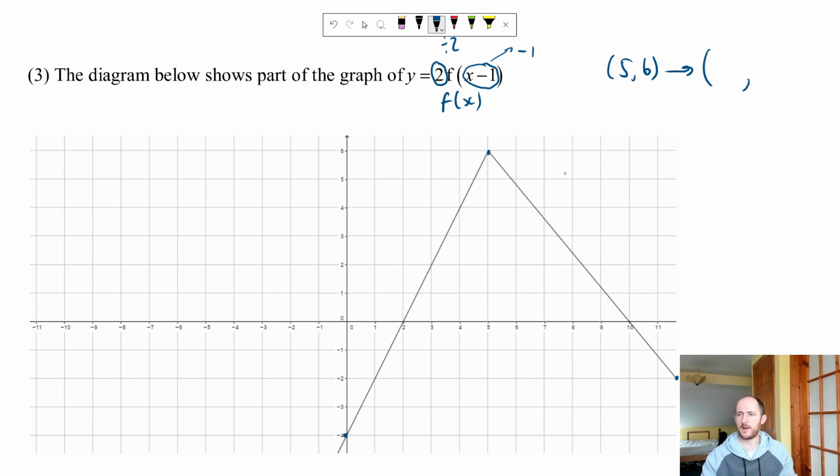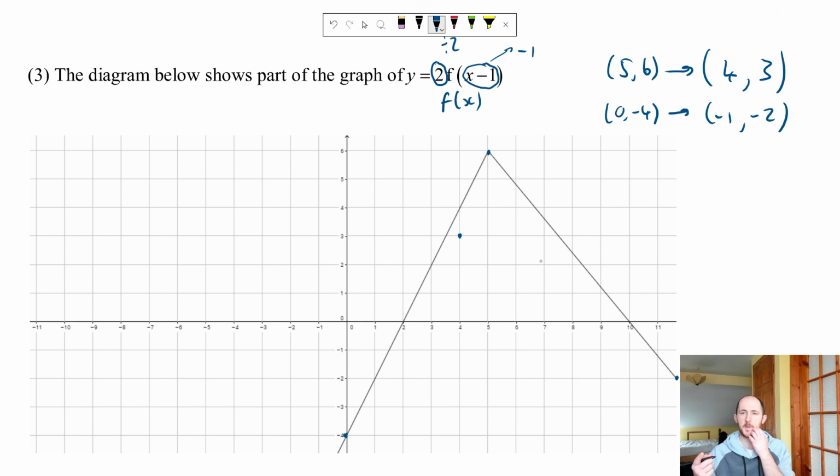So remember, we divide y by 2, so that makes it 3, and we're going to subtract 1 from x, that's 4. So our new coordinate is 4, 3, which is right here. The next coordinate I picked was 0, minus 4. Again, we're going to divide y by 2, so that's minus 2. And we're going to subtract 1 from x, which is minus 1.